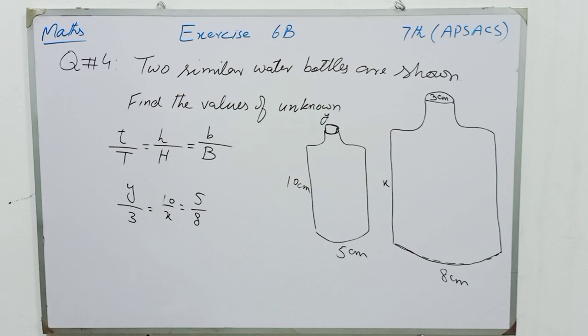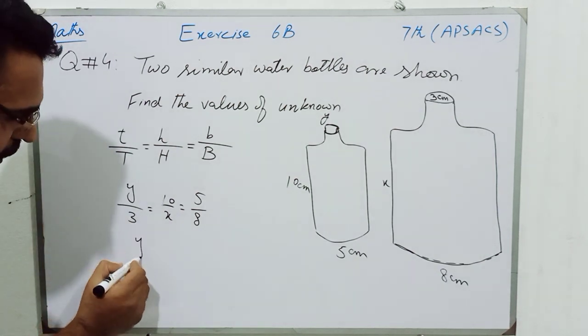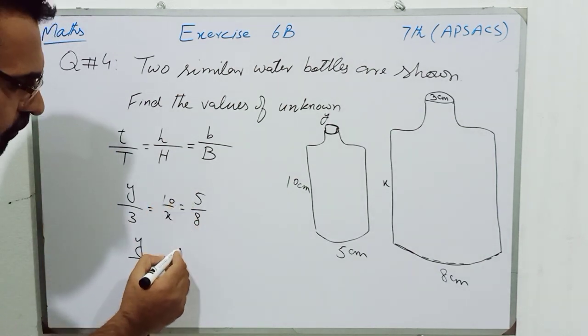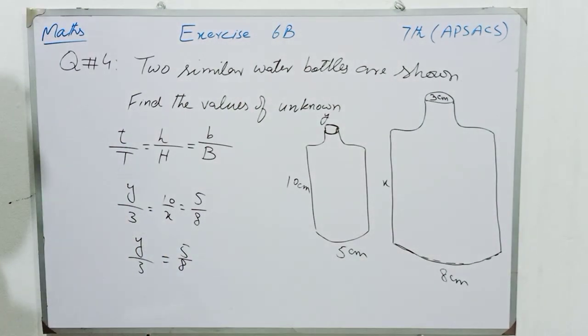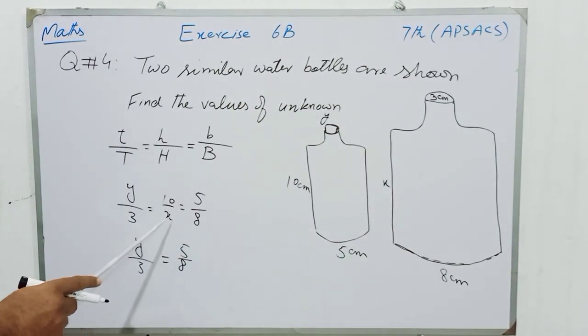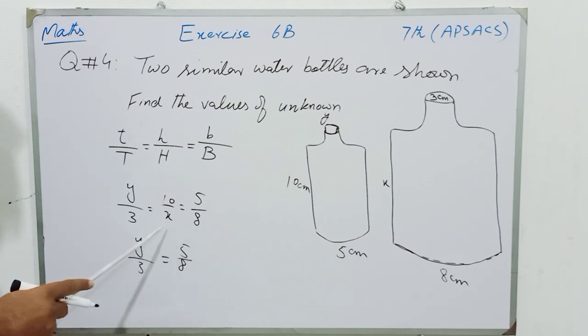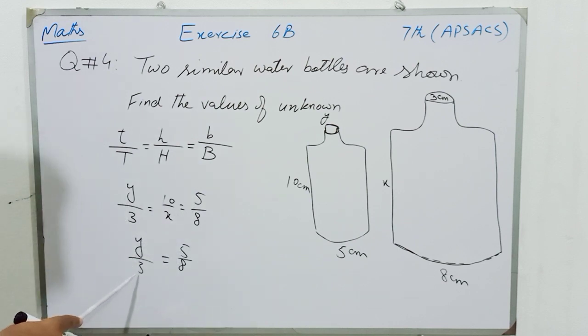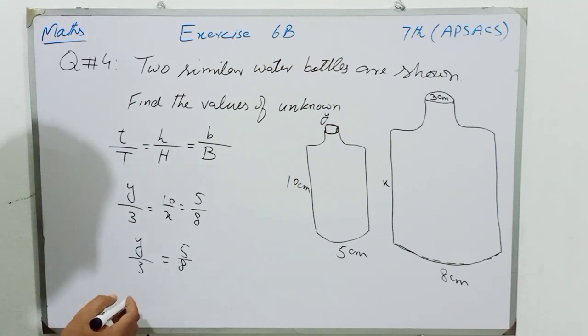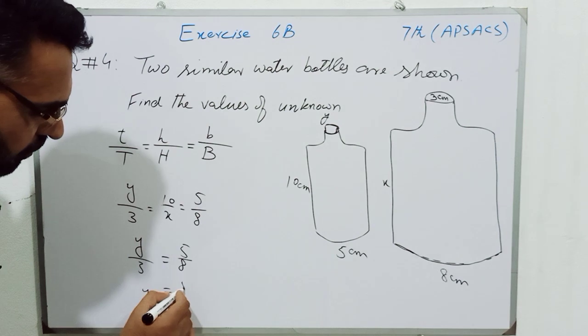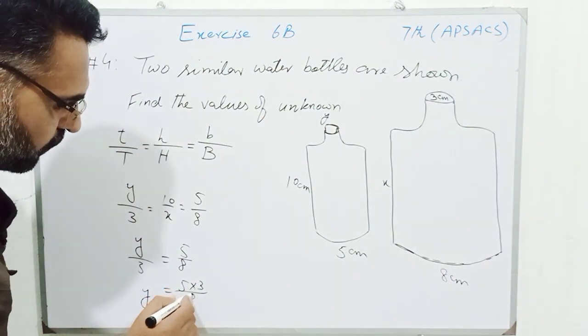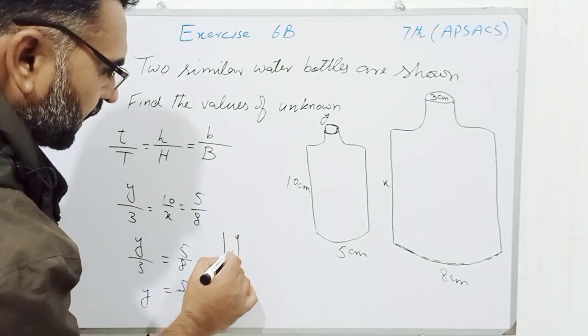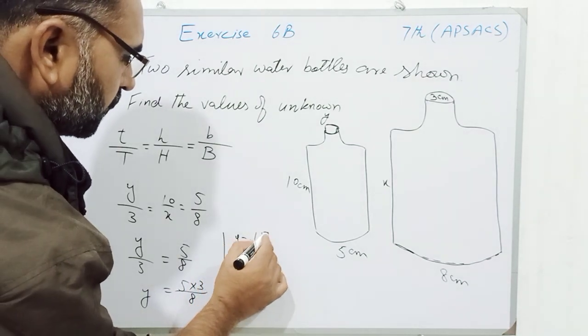Now students, I will take y over 3 is equal to 5 over 8. We can take 10 over x as well, but we will put the value of x, that was 16, here, and then we can solve it. But I am going to take y over 3 is equal to 5 over 8, and 3 is dividing on the left side. When I transfer it to the other side, it will multiply, and y will become 5 multiplied by 3 over 8, and y is equal to 15 over 8.